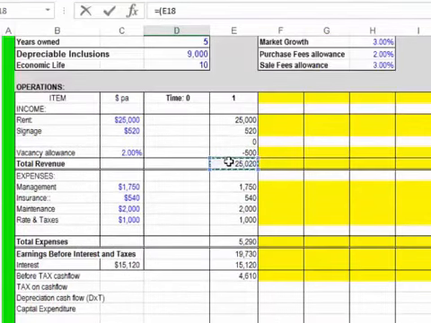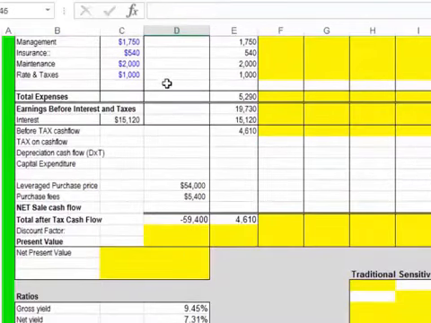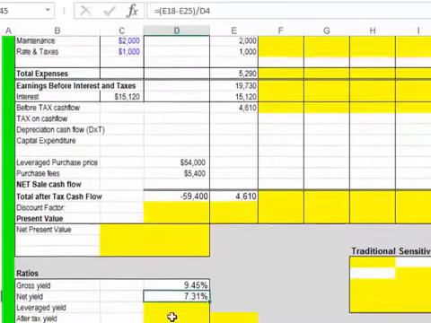So here we're going to take the revenues, the total revenues, so that's including all of the revenues and the vacancy allowance, and from that we're going to subtract all of the expenses, and then we're going to divide that net income, that net operating income, by the value of the property, and that gives us 7.31%.